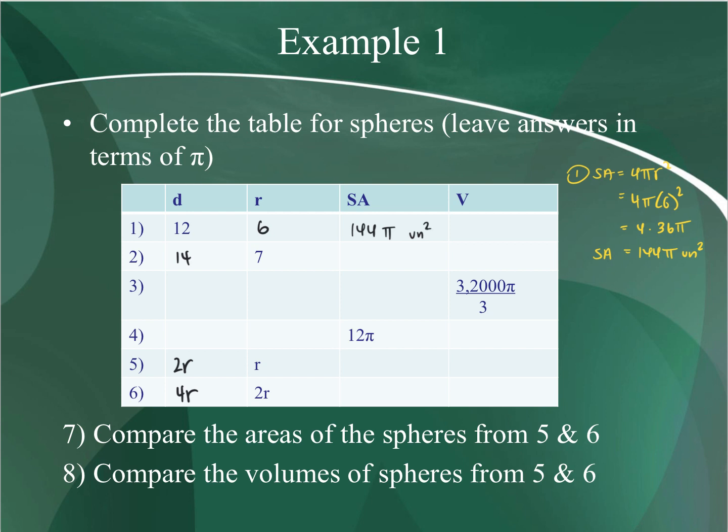Okay, then we go to number 2. Number 2 is the same thing. I'm looking for surface area. And I know surface area, again, is going to be 4 pi r squared. So it's going to be 4 times pi times 7 squared. So it's going to be 4 times 49 pi, right? And 4 times 49 is going to be 196 pi units squared.